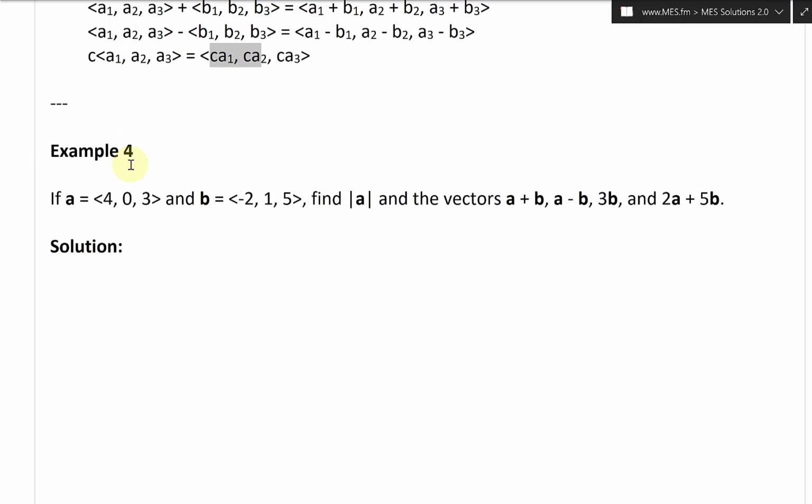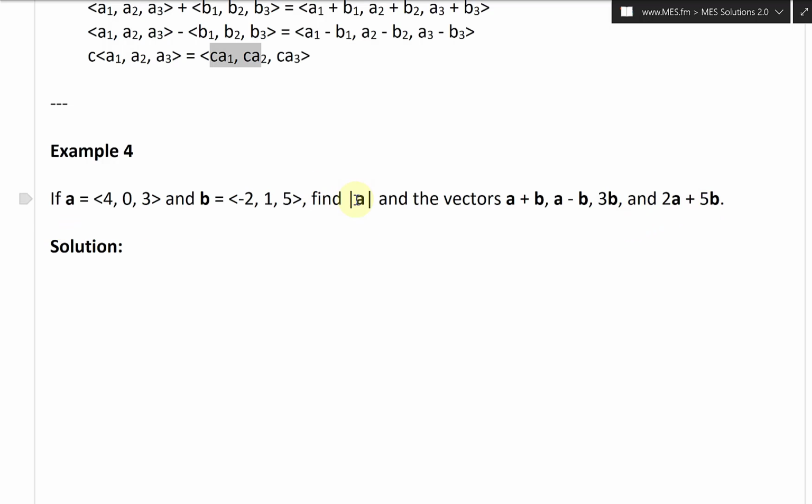Now let's take a look at example 4. If we're given that the vector A has components 4, 0, 3, and the vector B has components -2, 1, and 5, we're asked to find the length of the vector A and the vectors A plus B, A minus B, 3 times B, and 2A plus 5B. All right, now let's take a look at the solution.